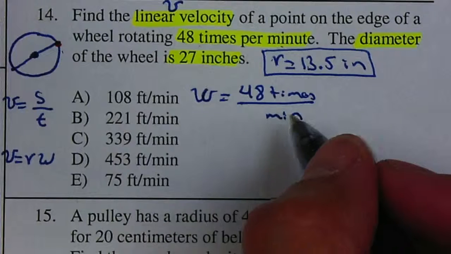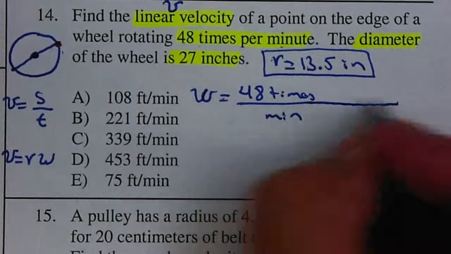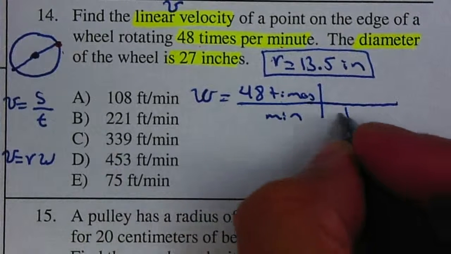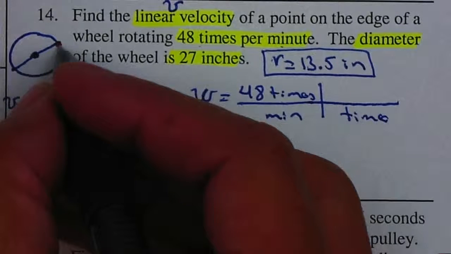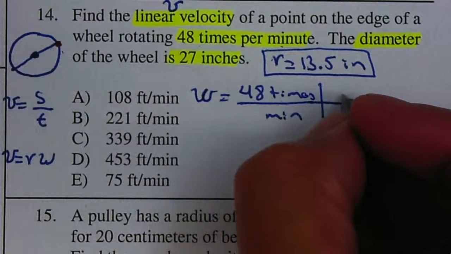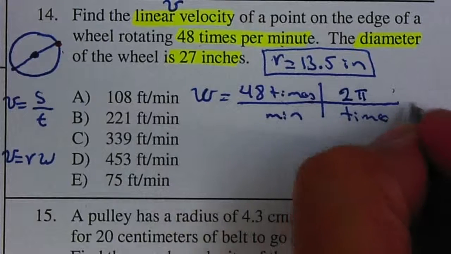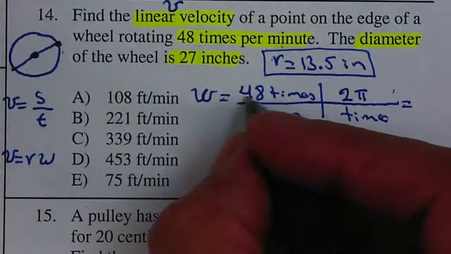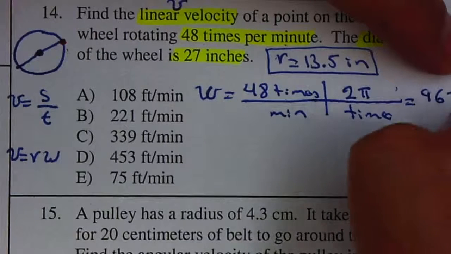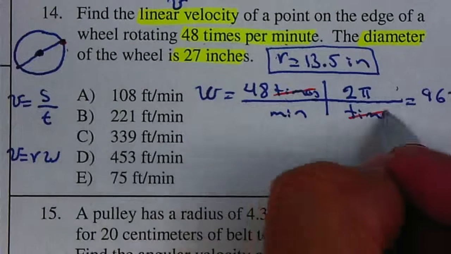Now, I need to be able to change the times into radians. So therefore, I'm going to make my conversion table. 48 times are on top, so therefore times will be on the bottom. So if it rotates one time, what is the angle in radians? One time rotation will be equal to 2 pi. Multiply across, so 48 times 2 pi will give me 96 pi radians per minute. So in this case, your times canceled out.